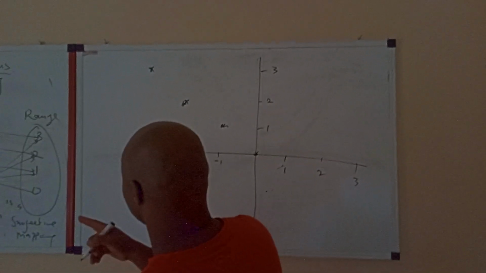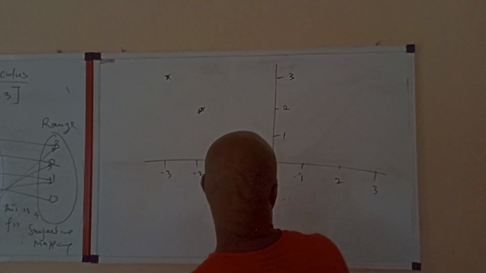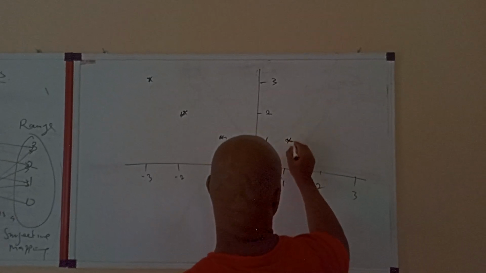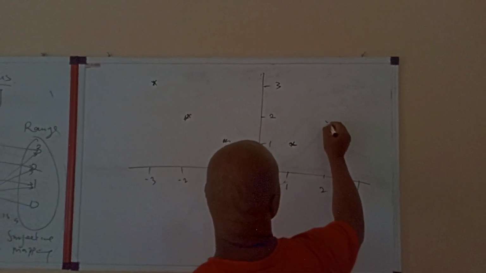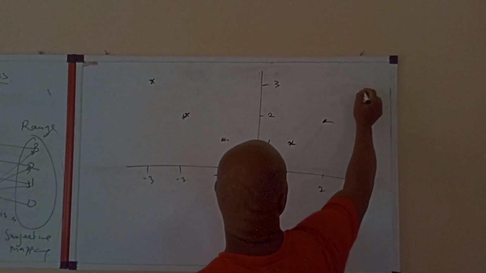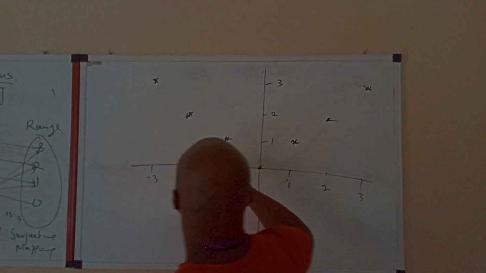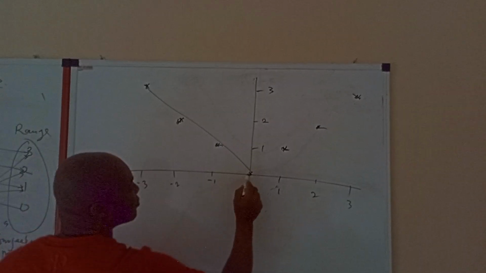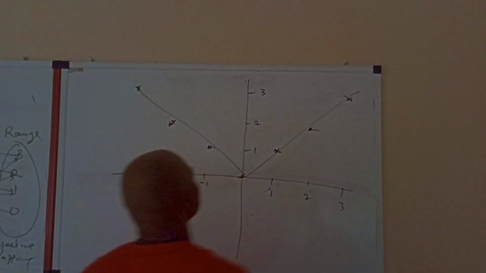Now, when it be +1, it give you 1. When it be +1, it still give you 1. When it be 2, it give you 2. When it be 3, it give you 3. Meaning, if you dey plot this graph, e dey like this.